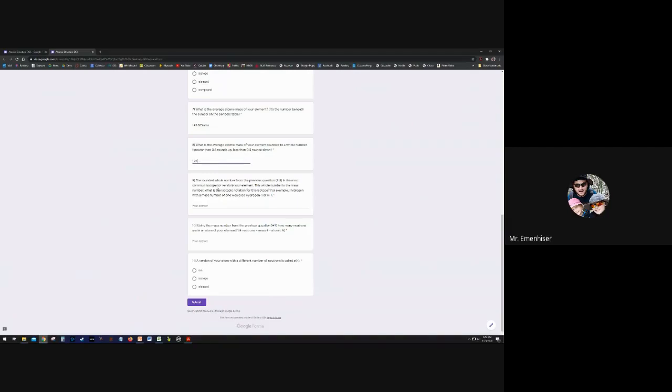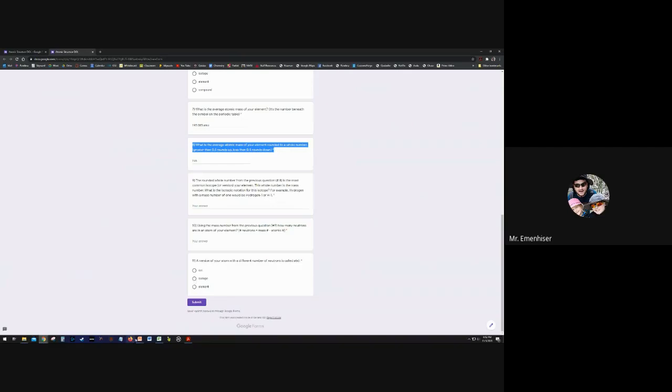Okay. The rounded whole number from the previous question, question number 8, the one we just did, this is the most common isotope or version of your element. Okay. So the most abundant, most common isotope of platinum is platinum 195. This whole number is the mass number. So 195 is my mass number. What is the isotopic notation for this isotope? For example, hydrogen with a mass number of 1 would be hydrogen-1 or H1.